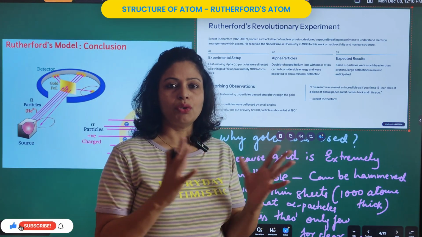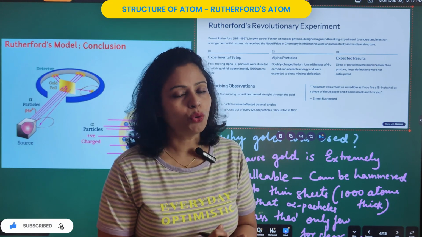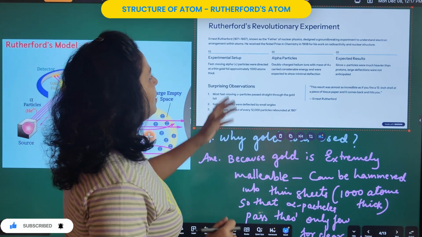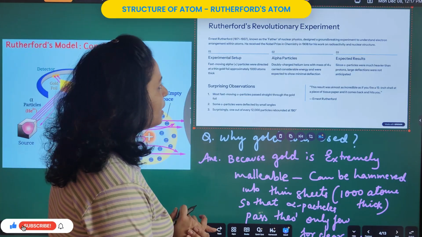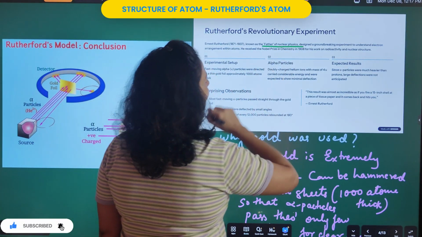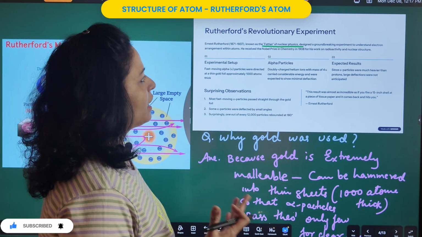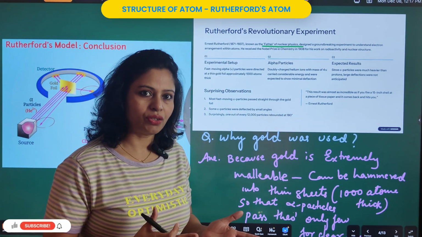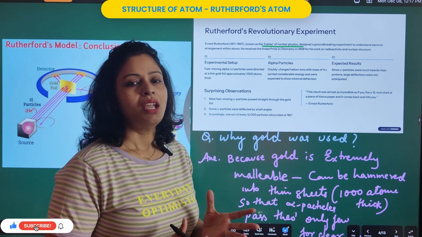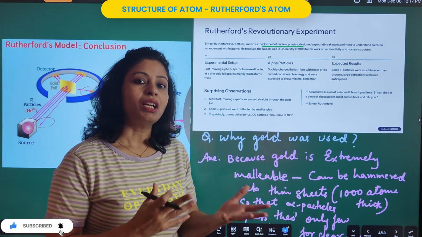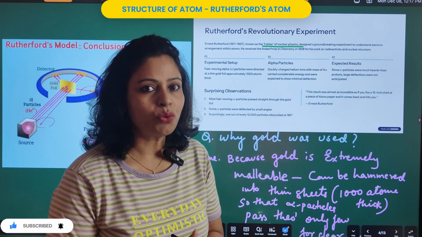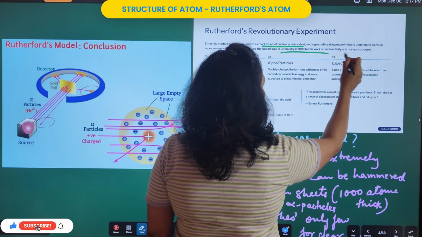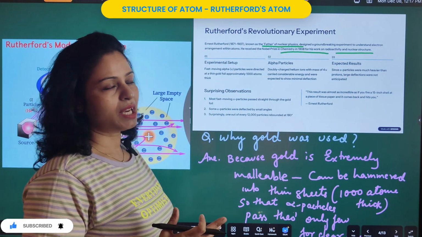Now there was a revolutionary experiment given by Rutherford. Ernest Rutherford, as you can see here, 1871 to 1937, is known as the father of nuclear physics. He designed an experiment to understand how the electrons are arranged in an atom, and what an atom contains. He was the one who actually discovered the nucleus also. He received the Nobel Prize in chemistry for his work in nuclear structure and radioactivity.